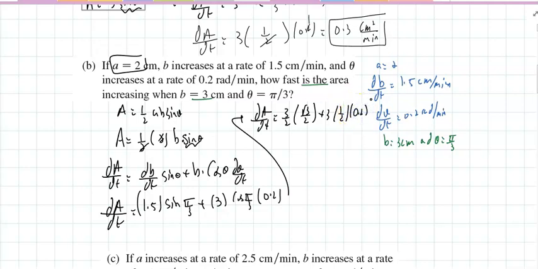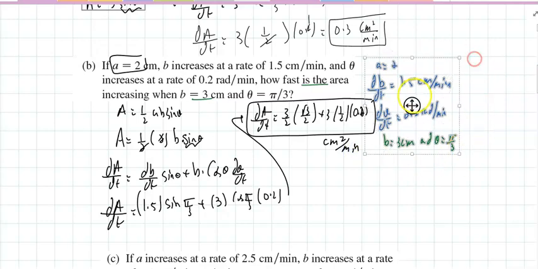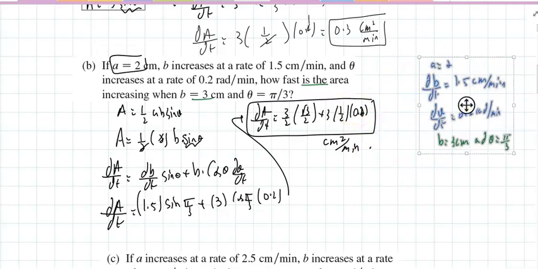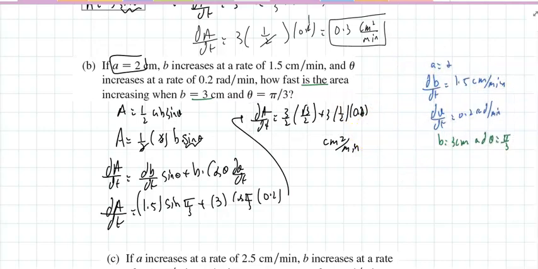Given a calculator, you could plug that in at this stage. If you leave it like that, it's not a problem. The units are, in this case, centimeters squared per minute. And there it is. If I just want to flip this and make it really nice, there it is. Alright. Next problem.